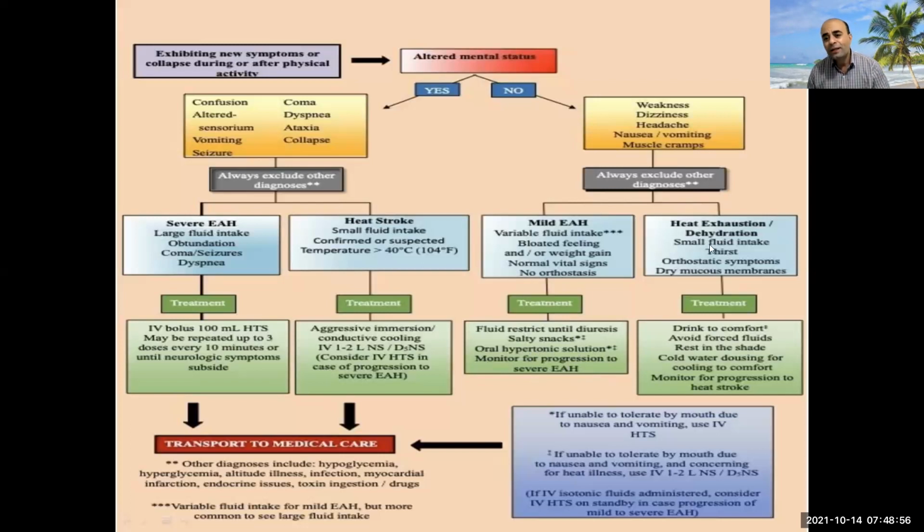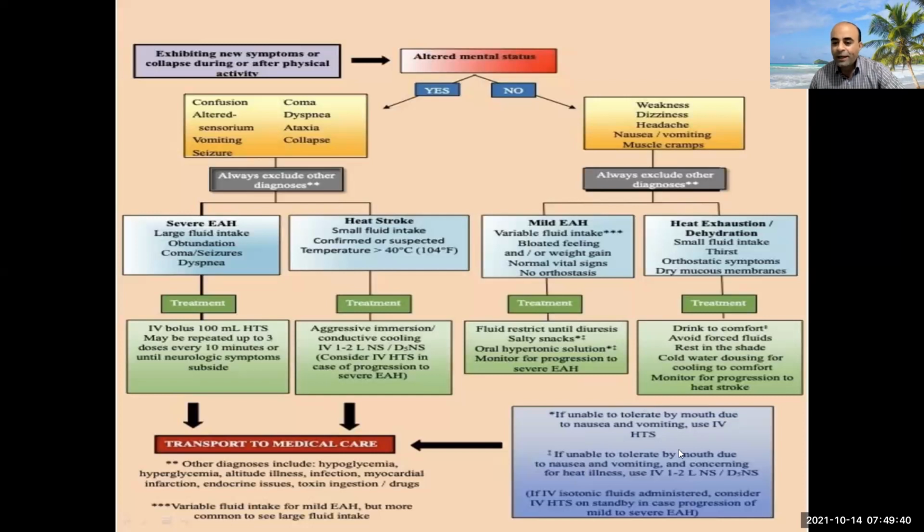If my patient has heat exhaustion or dehydration, with small fluid intake, serious orthostatic hypotension, and dry mucous membranes, what will we do? Drink to comfort, avoid forced fluid, and rest in the shade, with cold water dousing for cooling and comfort. Monitor for progression to heat stroke. Just let him drink cold water and be immersed in cold water, and you can also give normal saline. If unable to tolerate by mouth due to nausea and vomiting, use IV fluid.